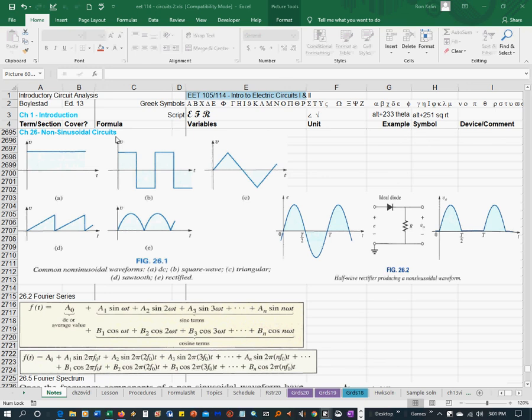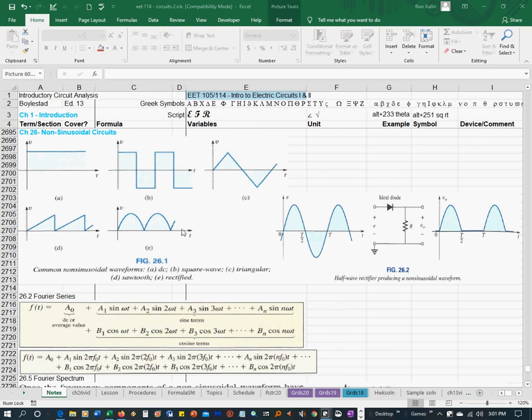So, what is a non-sinusoid? Well, here are examples. A straight line, a DC voltage in this case, is non-sinusoidal. A pulse wave, a non-sinusoidal triangular wave, what we call a sawtooth, and then this is a rectified wave.